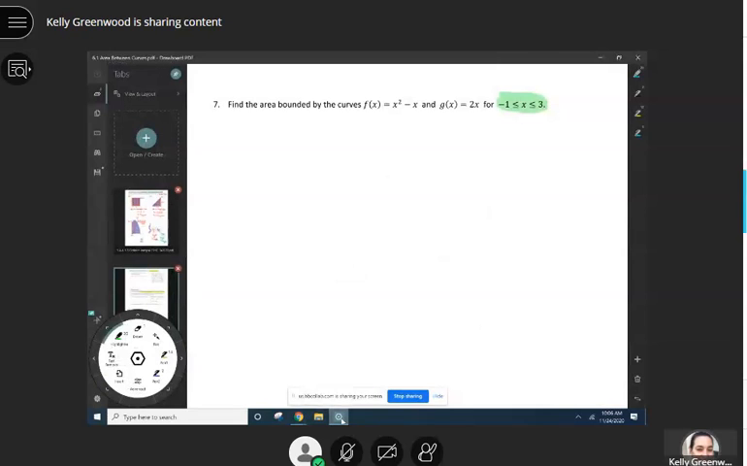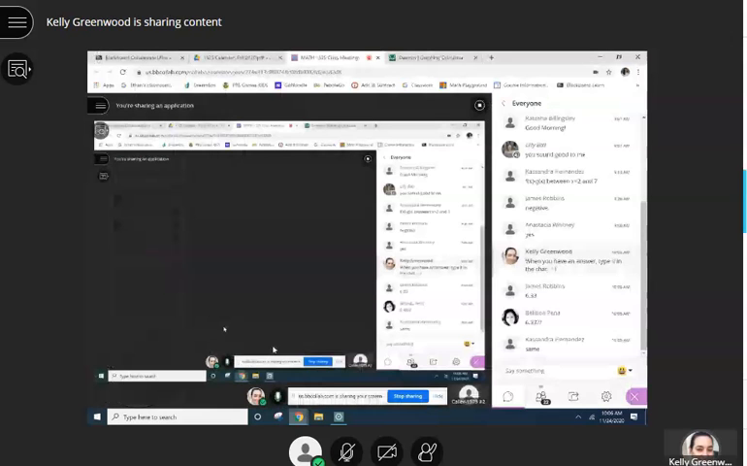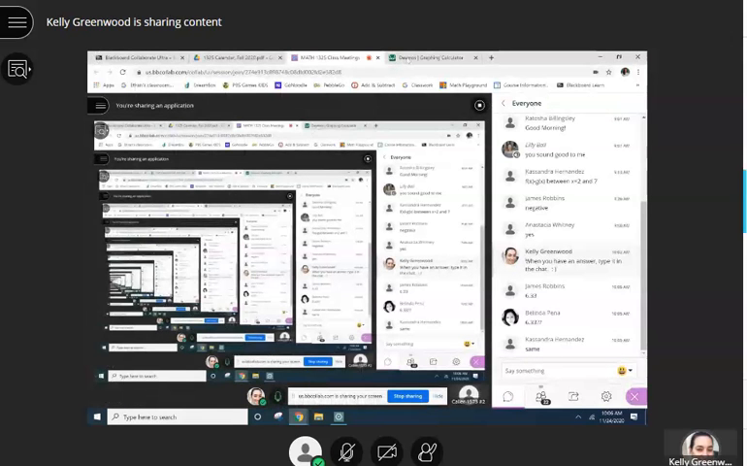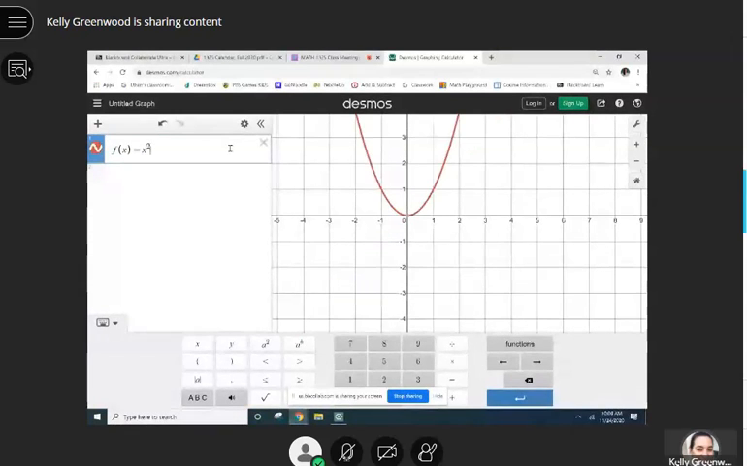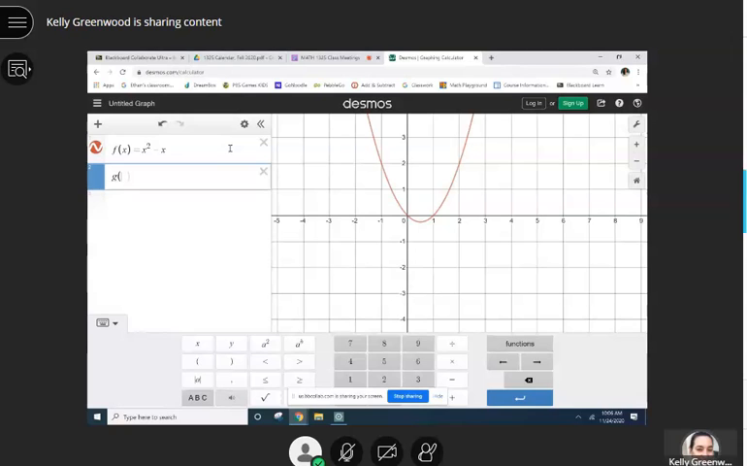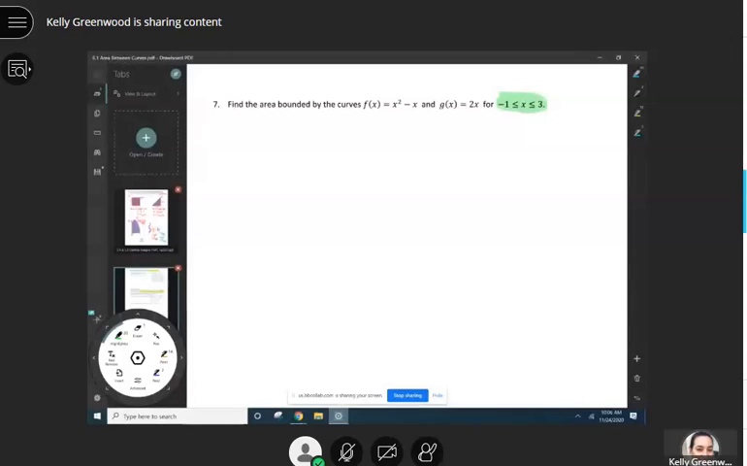Okay, so what is your first step in any of these problems? You gotta sketch a graph. So I'm gonna go to Desmos and see what in the world this looks like. I know f of x is a parabola, I know g of x is a line, but I don't know what that looks like. So I'm gonna go to Desmos. Here we go, and then type in my f of x, my g of x. Okay, so f of x was x squared minus x. G of x was, y'all, my memory these days, it was 2x.